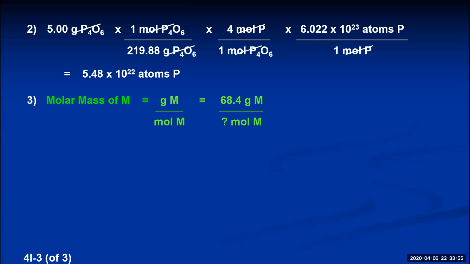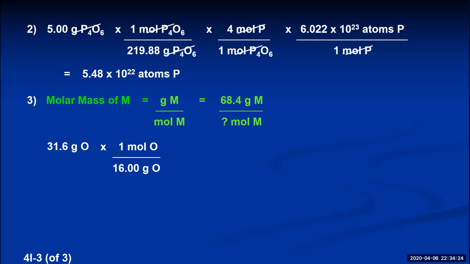The number of moles are going to come from the mass of oxygen. Where does that come from? Well, if we have a 100-gram sample of the compound and 68.4 grams of it is metal M, then 100 minus 68.4 will be how many grams of oxygen there are, which should be 31.6. So this 100-gram sample of this compound is 68.4 grams of M, 31.6 grams of O. And we can now use this to solve for the moles of M.